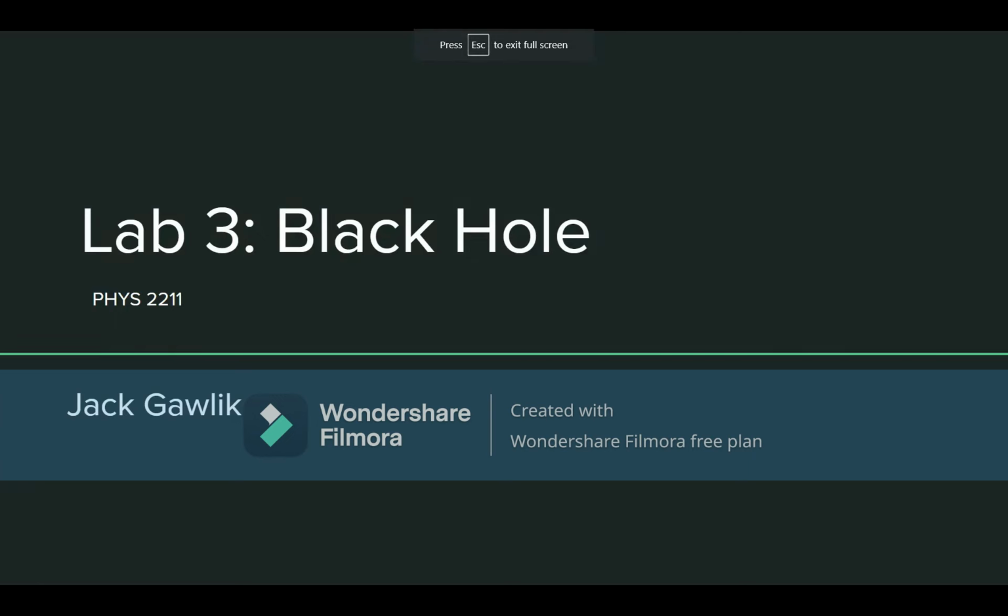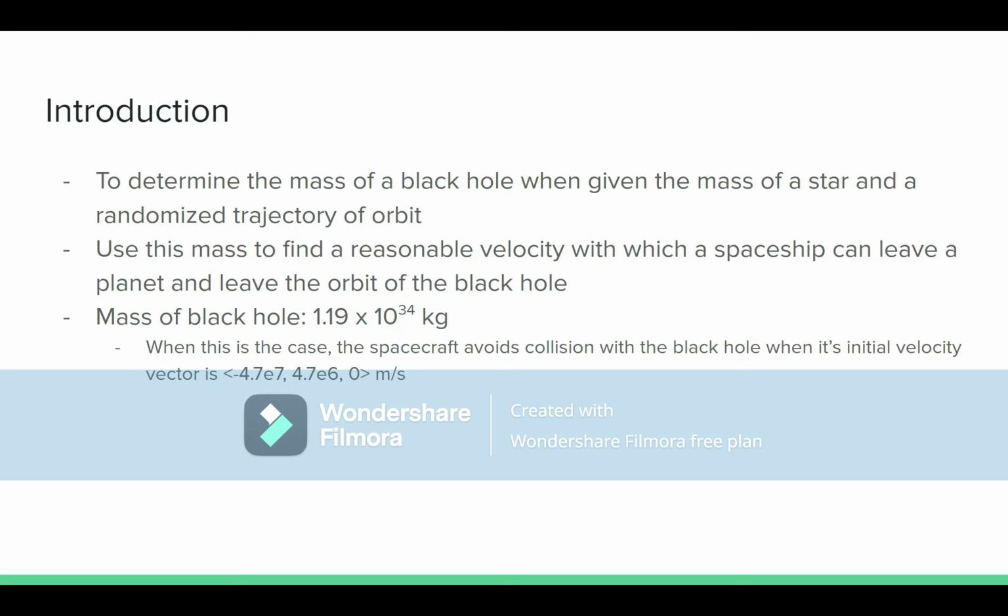My name is Jack Hollick, and this is Lab 3, Black Hole, for Physics 2211. As a brief introduction, the purpose of this lab was to determine the mass of a black hole when given the mass of a star that was orbiting the black hole and the randomized trajectory of the star's orbit. We then used this mass to find a reasonable velocity with which a spacecraft could leave a planet that is also orbiting the black hole without crashing into the black hole or the surface of the planet.